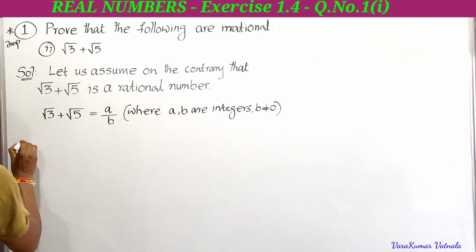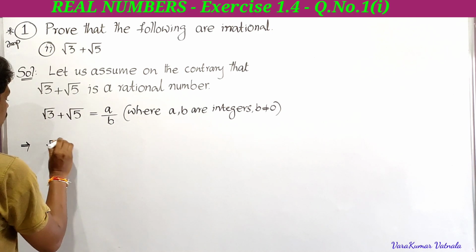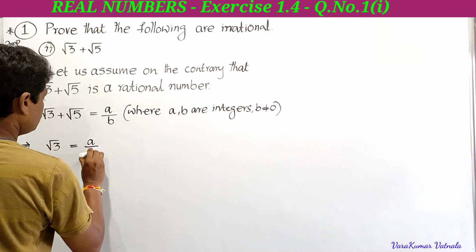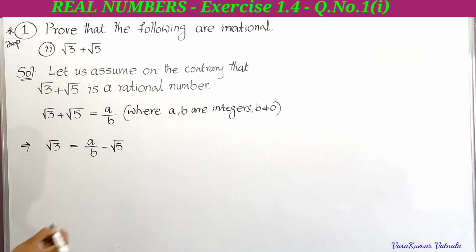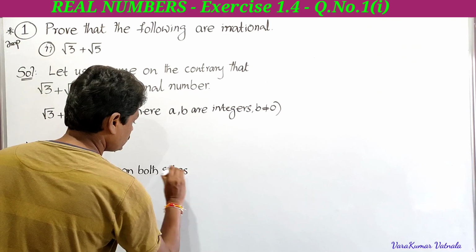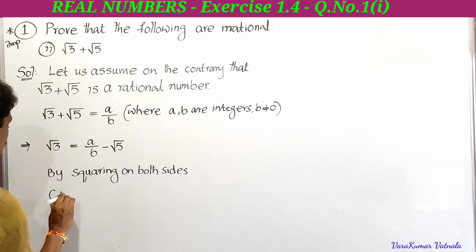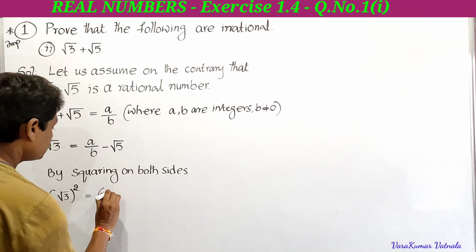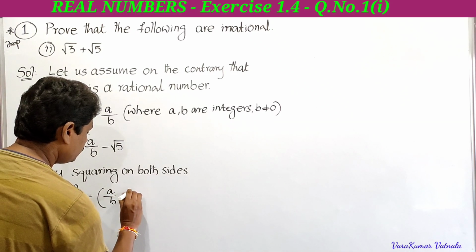So now you have to simplify here. Root 3 is equal to, taking root 5 to the right side, a by b, so plus root 5 becomes minus root 5. So now by squaring on both sides, on the left hand side we have root 3 whole square, which is equal to, on the right hand side, a by b minus root 5 whole square.